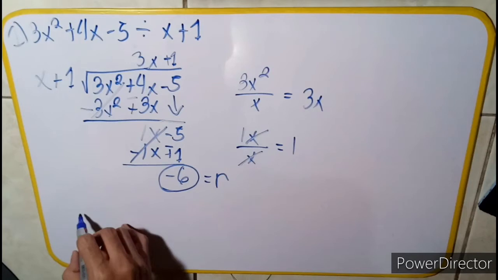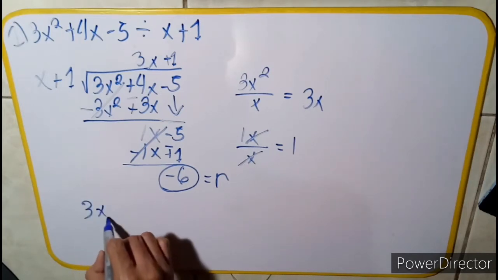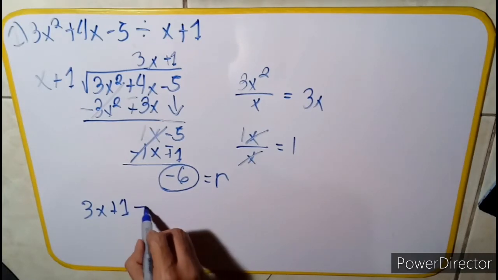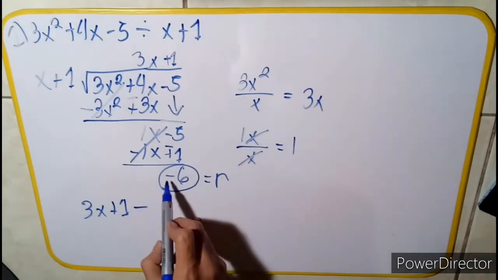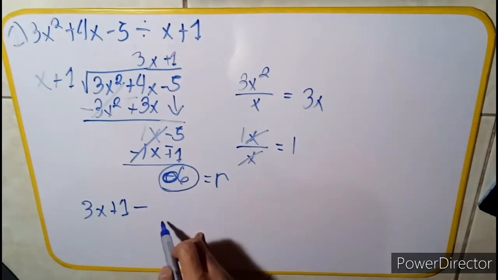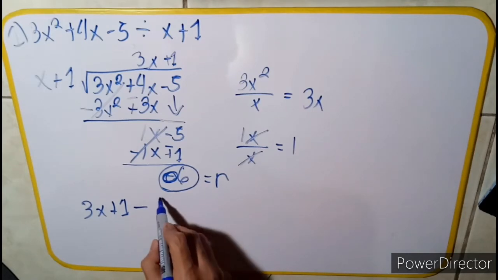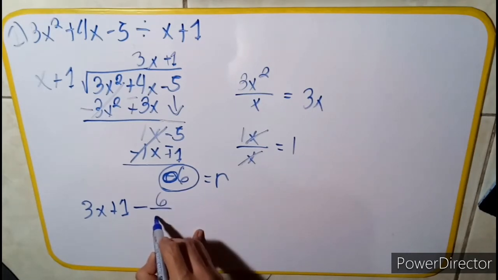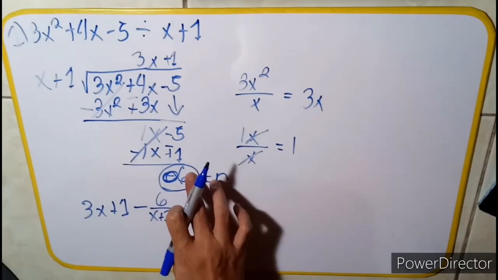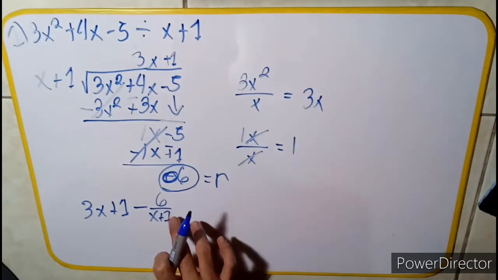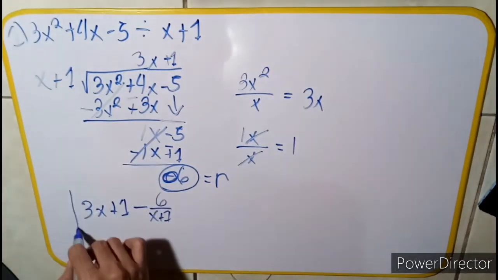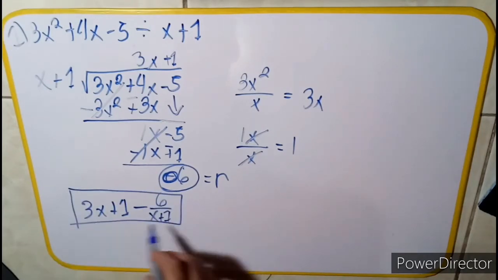Our answer will be written as 3x plus 1 negative. The sign of the remainder will be the sign of the numerator and the denominator will be negative. And our numerator will be 6 and our denominator will be x plus 1. The remainder will be put in the numerator. Our divisor will be put in the denominator. And this is our final answer.